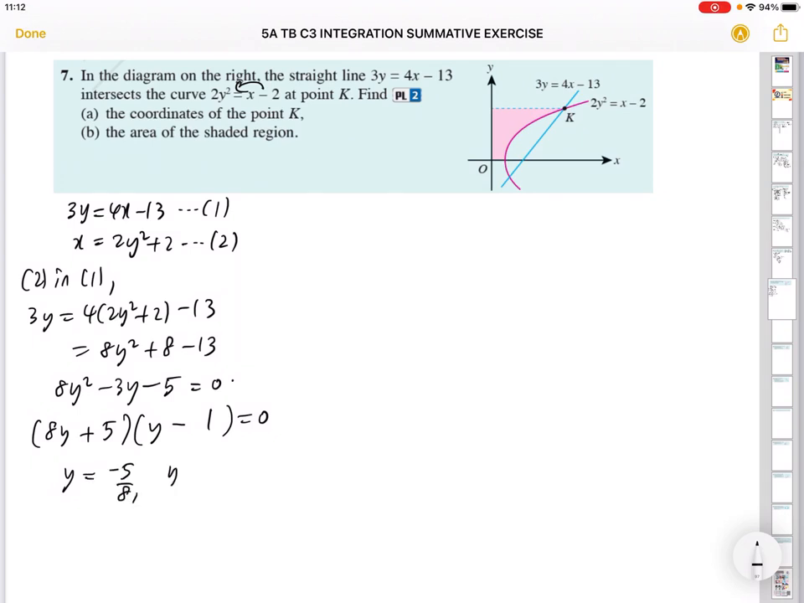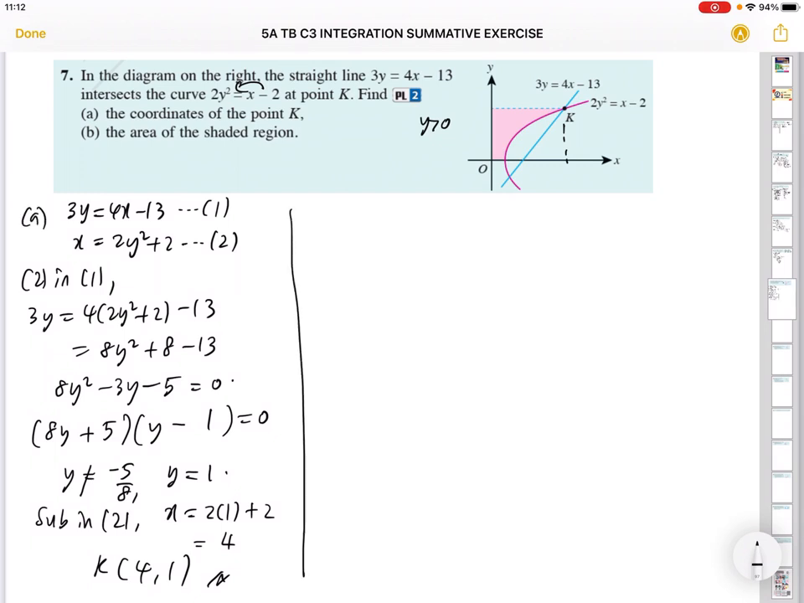But you can see from the graph here, point K is on the right hand side and is above the x-axis, so your Y value is more than 0. So we ignore this. We'll take Y equals 1. Take Y equals 1, we sub inside equation 2. You can use equation 1 as well. So 2 times 1 squared plus 2, x is 4. Coordinates of point K is just 4, 1. Alright, this is part A.